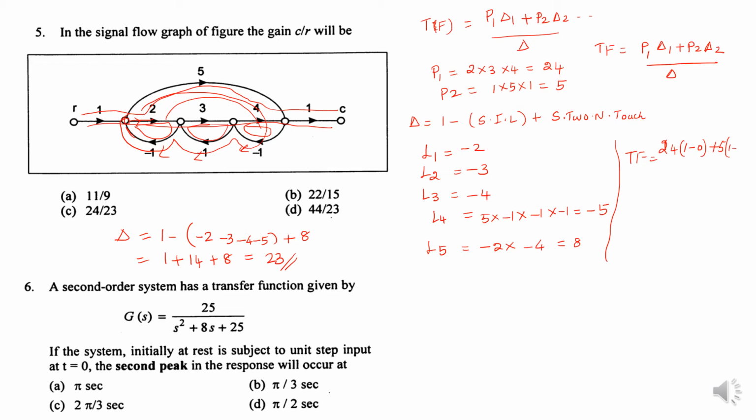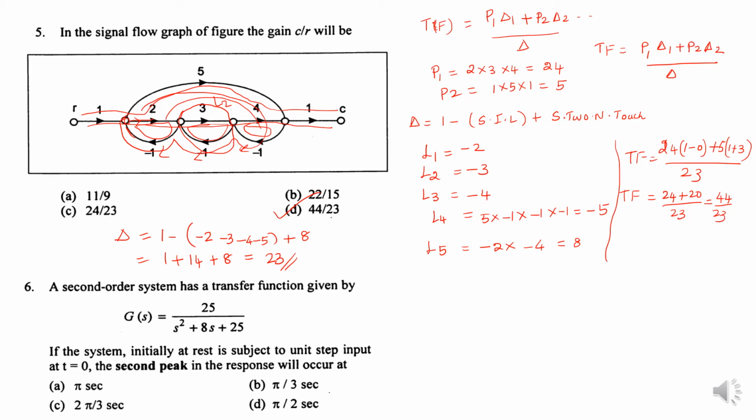Here, this is the second forward path. Here one of the loops, loop number 2, is not touching the second forward path, so I have to take it into account. So 1 minus of minus 3, that is plus 3, divided by 23. So the transfer function equals 24 plus 20 divided by 23, that is 44 divided by 23. Option D is the correct answer.